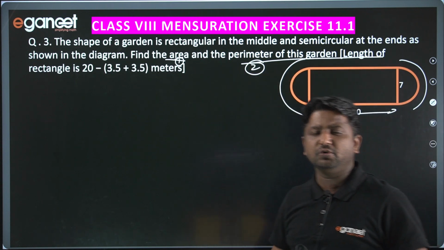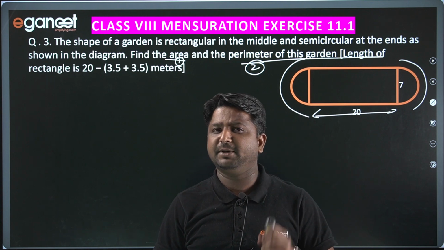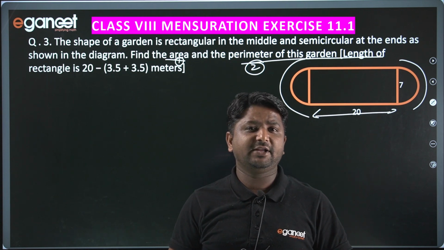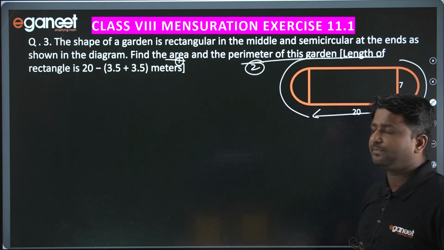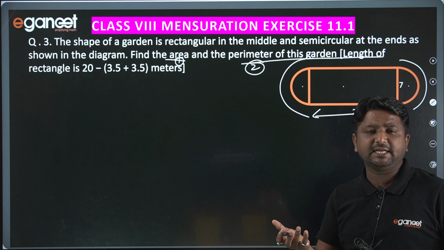So we have to find two things here. Number 1, area of this figure, and second, perimeter of this figure. Well, what is the area of the figure? Can you figure it out? Area means this portion, this portion, this portion. So it consists of basically 3 parts.